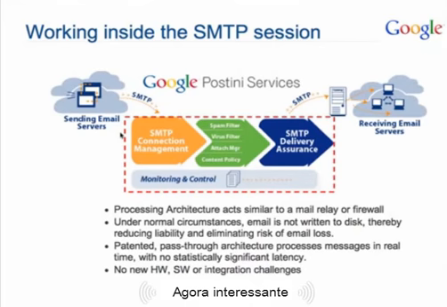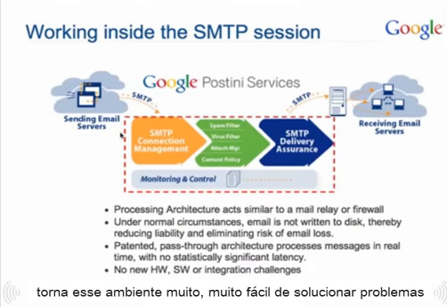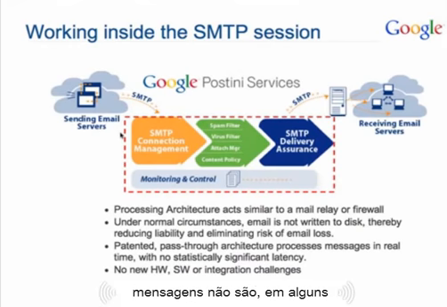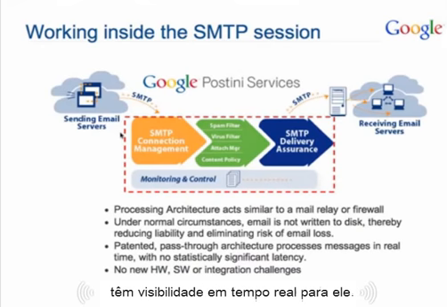Now, interestingly, this also led to a number of coincidental benefits. For example, the fact that a message is not being sequentially passed from one mail queue to another makes this environment very, very easy to troubleshoot. Messages are not in some mysterious intermediate state. They're either in the sender's queue, the receiver's queue, or potentially in our quarantine database, which incidentally you have real-time visibility into.